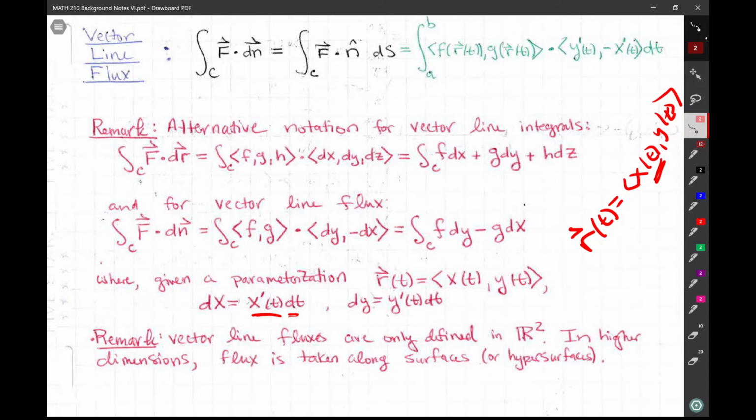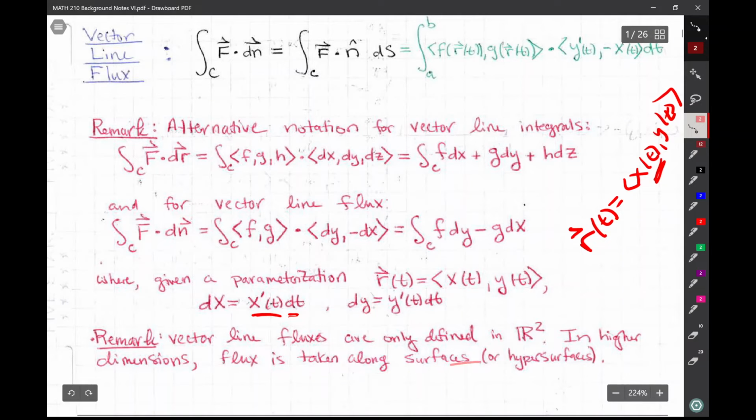Also, I'll make a quick remark here. This is in R3. Generalizing vector line integrals from R2 to R3 is very easy. You just have this extra term there. But again, vector line fluxes are only defined in R2. Once we get to R3, there is a notion of flux, but we'll have to use surfaces rather than lines there.